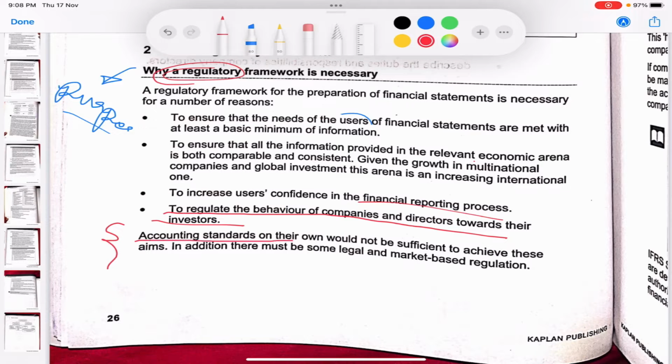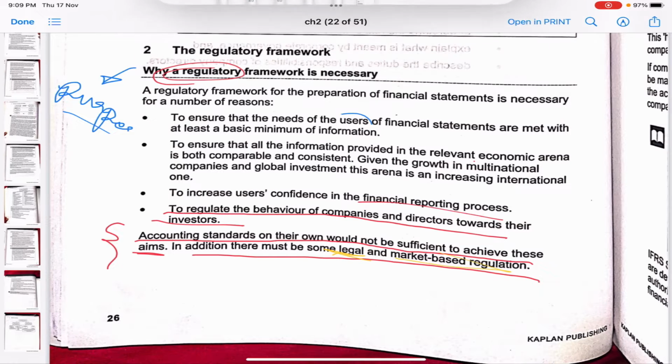Accounting standards on their own would not be sufficient to achieve these aims. In addition, there must be some legal and market-based regulations. Accounting standards are required, no doubt about that, but along with accounting standards, we will also need legal and market-based regulations as well.